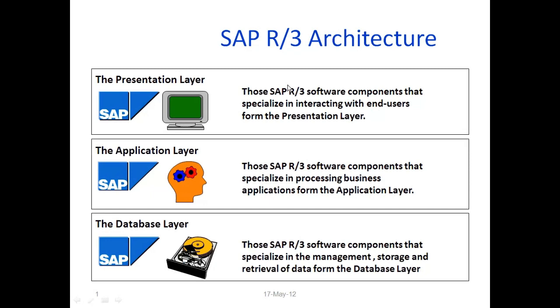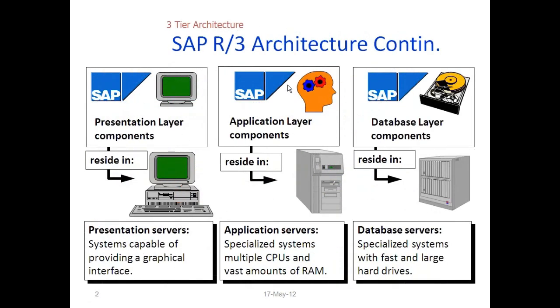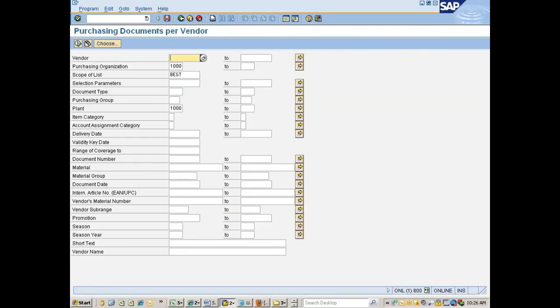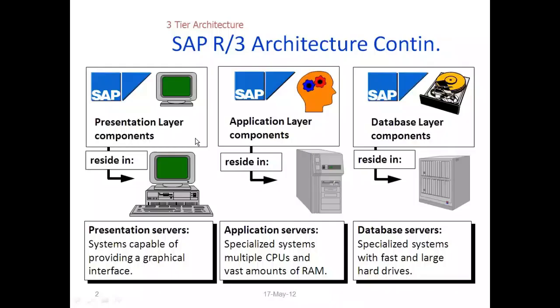Okay, so this is how the actual processing takes place behind the screens. As you can see here, presentation layer components reside in the presentation servers. What is a presentation server? It is nothing but my laptop, your laptop, or whoever is working on their own machine. Those systems are capable of providing a graphical interface. What do you mean by graphical interface? This is a graphical interface. Here the system is allowing me to enter data. This is called a graphical interface.